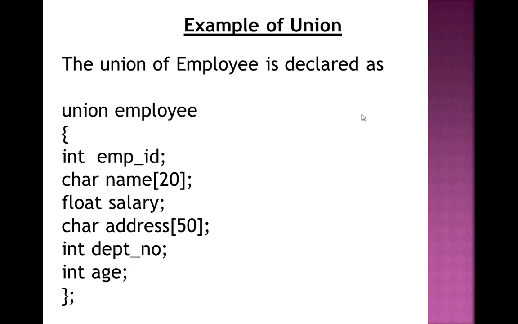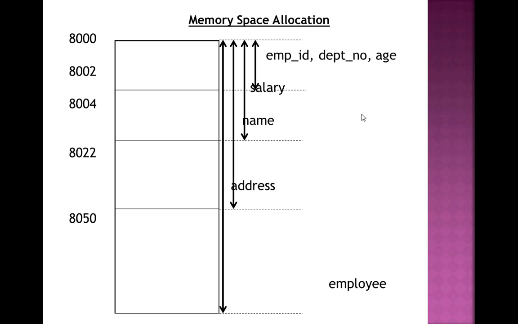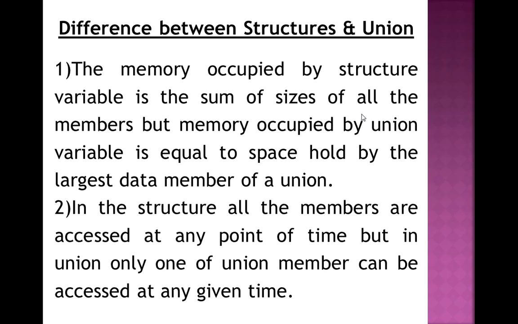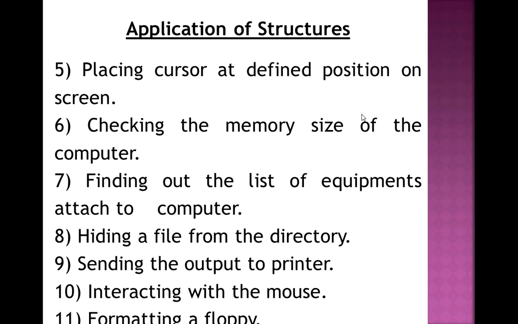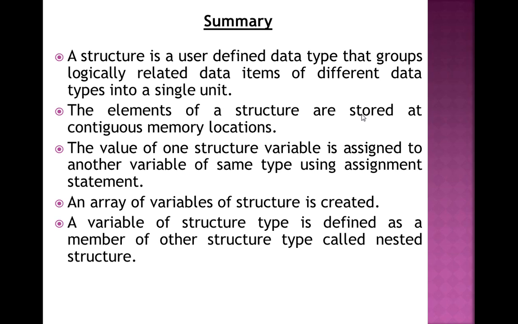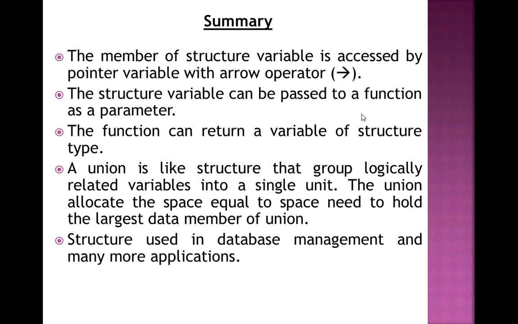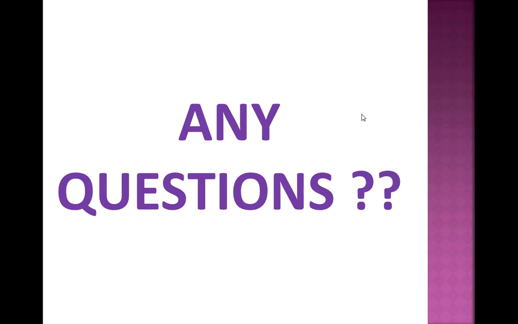Then we covered how to define the union. This is the example of the union. These are the memory concepts, or the memory allocation, of the union. Next, we also covered a most important topic: what is the difference between structure and union, and what are the applications of structure, which is used in databases and many other applications. Then we covered the summary of what we covered in structure and union. These are the multiple important points.